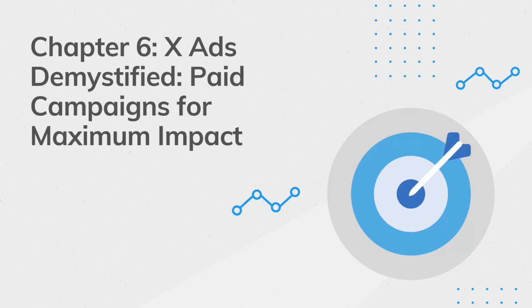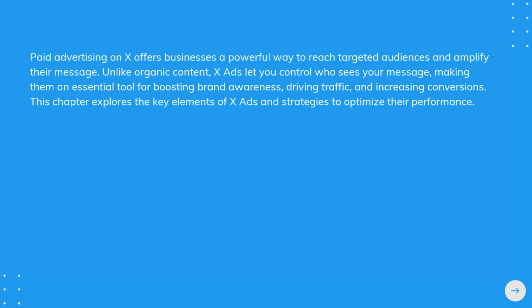Chapter 6, X Ads Demystified, Paid Campaigns for Maximum Impact. Paid advertising on X offers businesses a powerful way to reach targeted audiences and amplify their message. Unlike organic content, X ads let you control who sees your message, making them an essential tool for boosting brand awareness, driving traffic, and increasing conversions. This chapter explores the key elements of X ads and strategies to optimize their performance.